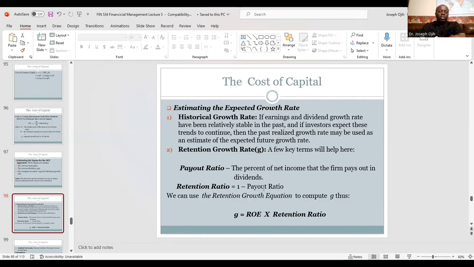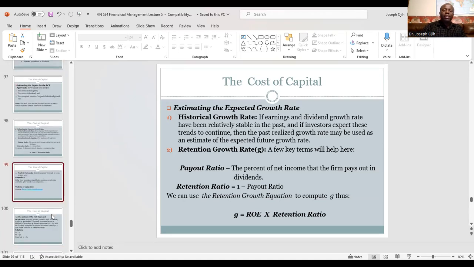Then another method, we can try using the retention growth rate, where we need two things, payout ratio and the retention ratio. The payout ratio simply means the percent of net income that the firm pays out in dividends. Then the retention ratio simply means 1 minus the payout ratio. When you factor these two together, we can calculate the expected growth rate in dividend by using this formula, which is G equals return on equity times the retention ratio.